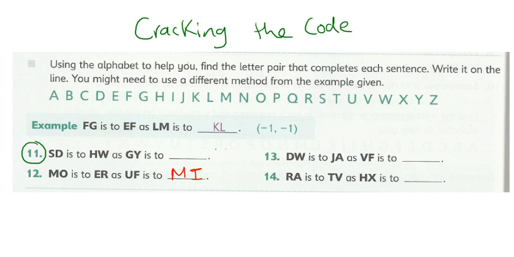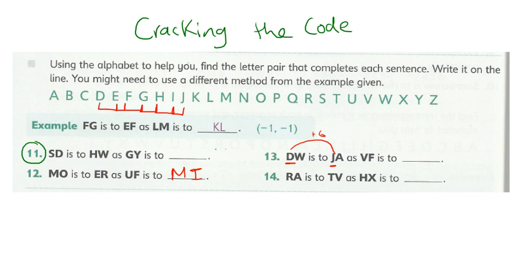Let's have a look at number 13 now. All right, number 13, DW goes to JA. So that's a D going to J. Let's work out what's happening here. We have D going to J. That's 1 forward, 2 forward, 3 forward, 4 forward, 5 forward, and 6 forward. So that's +6 on the first term.